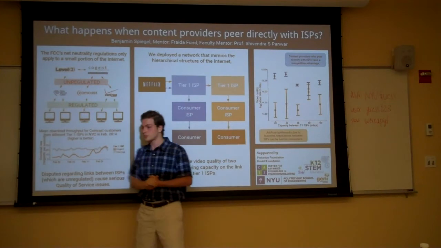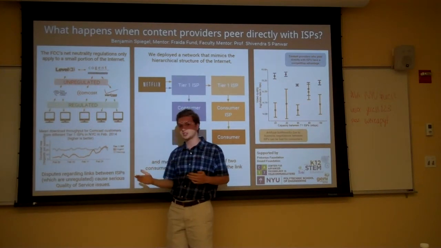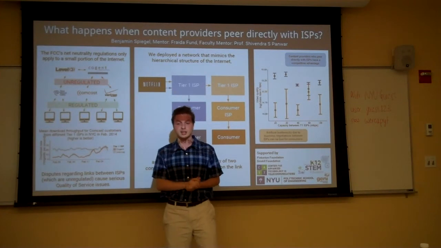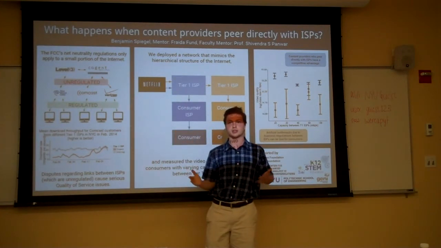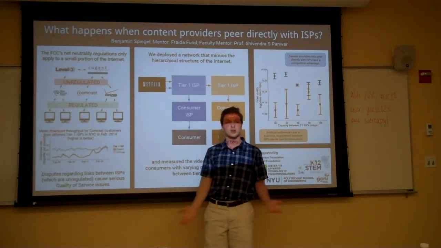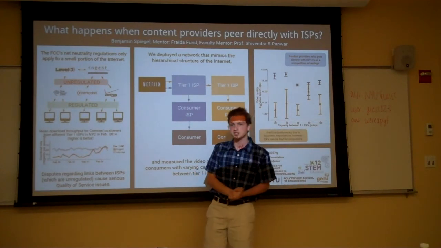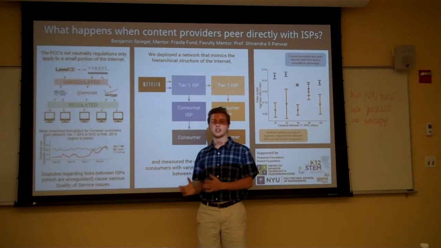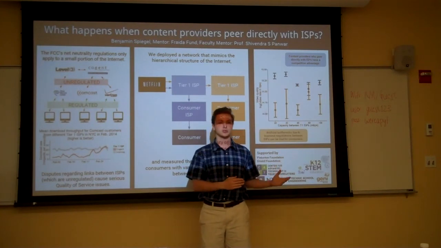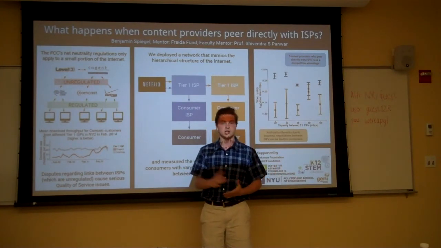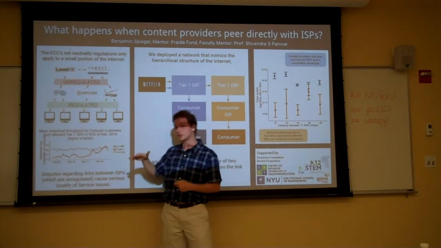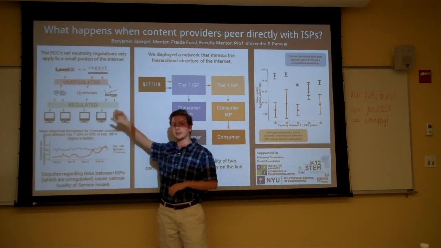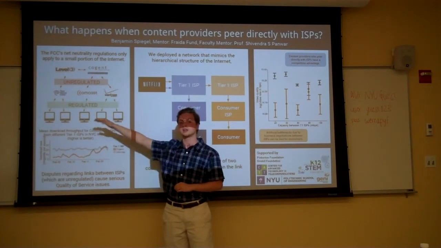The FCC, which regulates the Internet, among other things, has a set of net neutrality regulations that applies to this Internet. Now, what is net neutrality? Basically, net neutrality is the principle that all traffic on the Internet should be treated equally. No traffic can be prioritized or throttled over other traffic. Those regulations that the FCC has are mainly focused on the access link of the Internet.